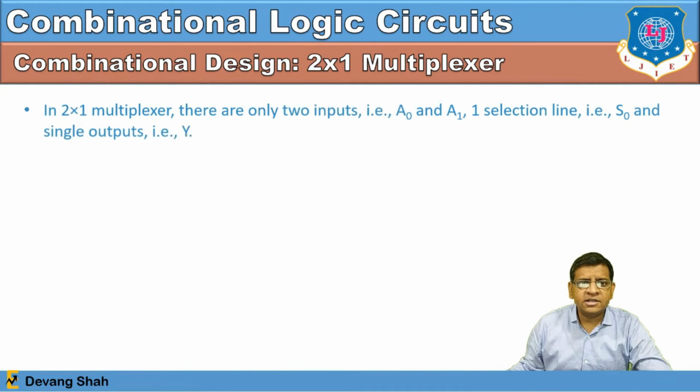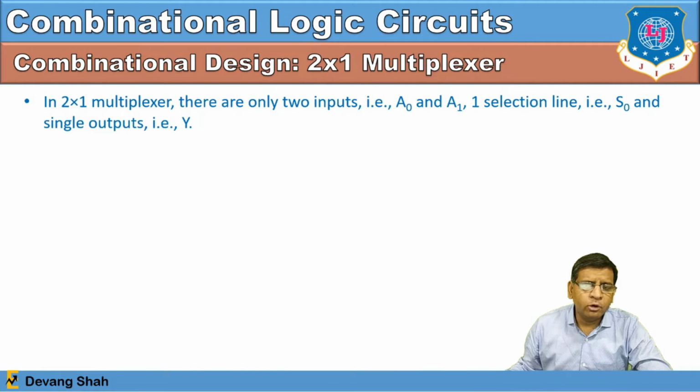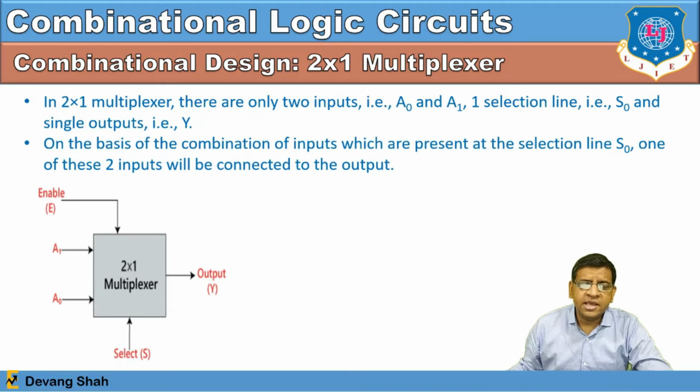Let's first design 2 cross 1, which is the pure fundamental, where there are two channels A0 and A1 with the enable pin E. If you consider the enable pin 1, then the multiplexer gets the signal to turn on. The selection line is always 1 because it's 2 raised to 1, which is equal to 2, that means 2 input lines. So either Y is connected with A0 or Y is connected with A1, and that is given by the selection line S.